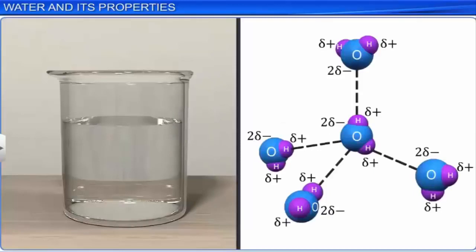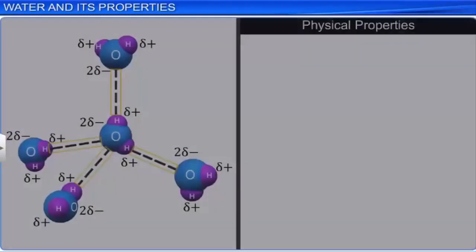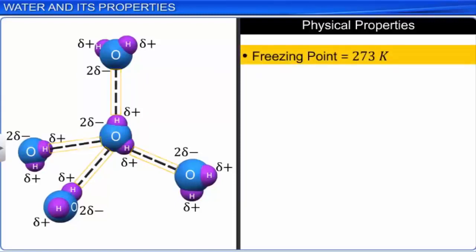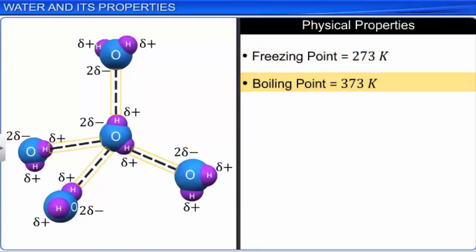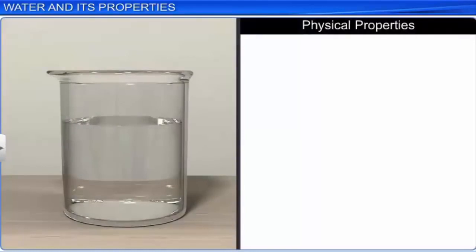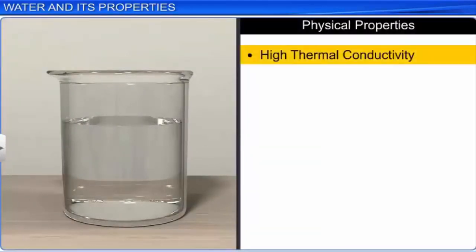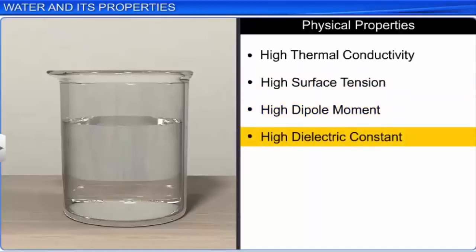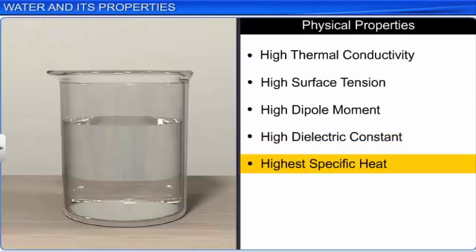Water has strong hydrogen bonding in its molecules and, therefore, exists as associated molecules. Due to the presence of extensive hydrogen bonding in its molecules, water has a high freezing point, a high boiling point, a high heat of vaporization, and a high heat of fusion in comparison to hydrides formed from other group 16 elements, like H2S and H2Se. In comparison to other liquids, water has high thermal conductivity, surface tension, dipole moment, and dielectric constant respectively. And also, it has highest specific heat.